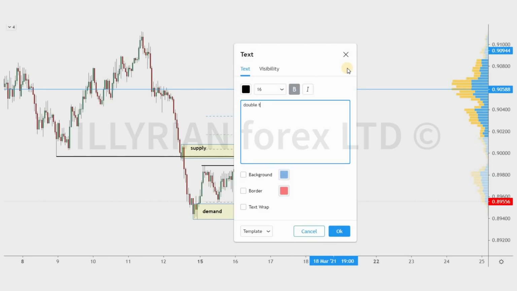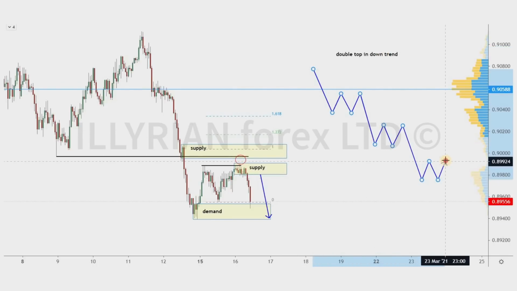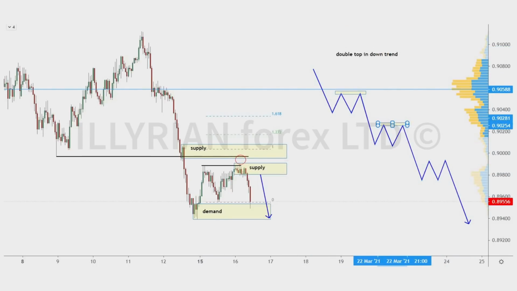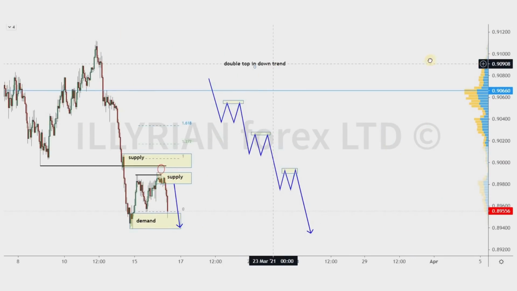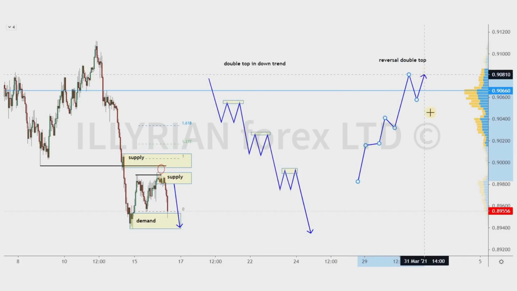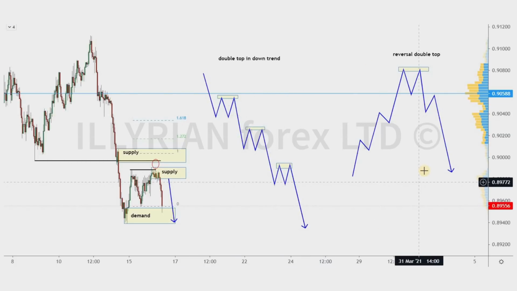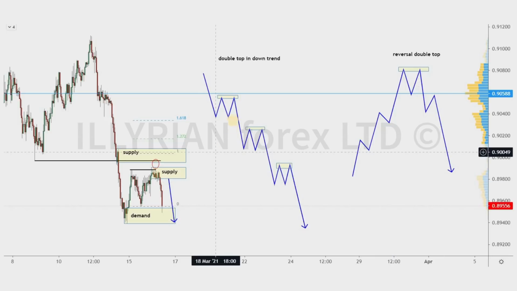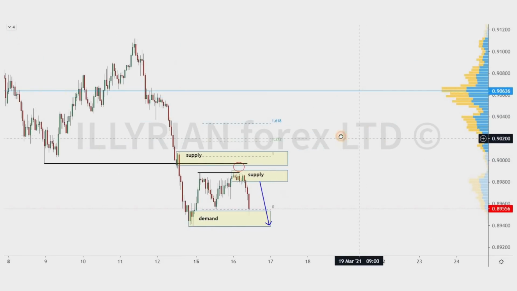These patterns are created during a strong trend. In our case it is a double top in a downtrend. Here we have the illustration of this pattern. They happen very often and are profitable, in some cases more than the classic reversal double top pattern. These are two types of double tops next to each other, and you can see the visual difference.